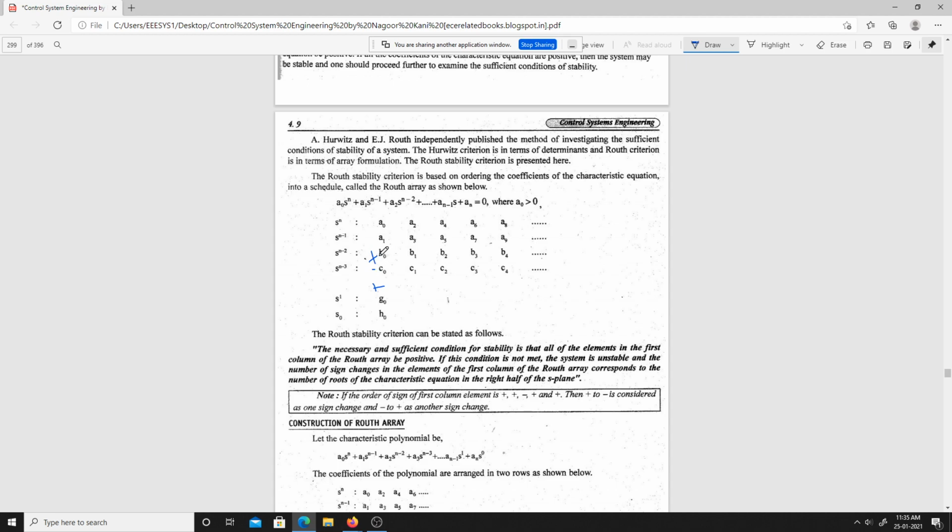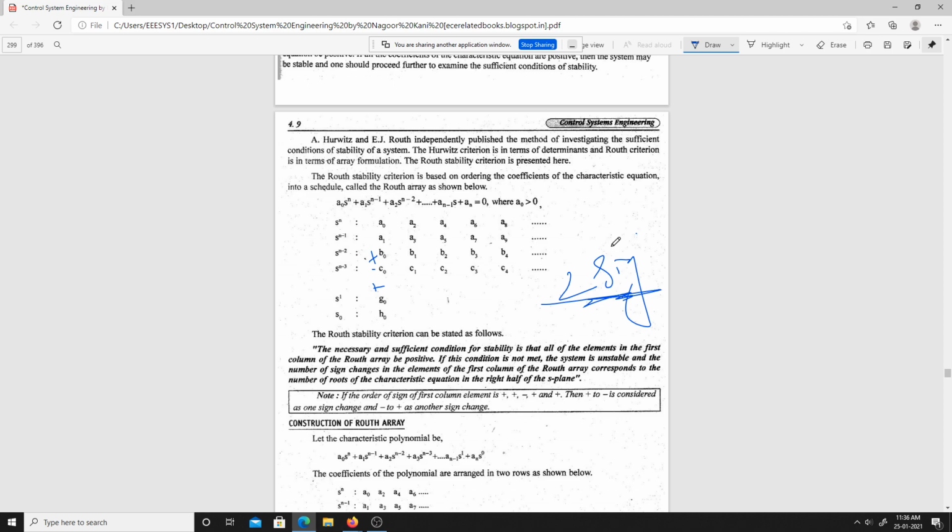So how many sign changes are we having here? See here, for example, positive to negative is one sign change, and again negative to positive is another sign change. So two sign changes we are having here. Is it clear? Two sign changes means two roots are located on the right half of the s plane. So the system is unstable. Is it clear? Yeah, fine. So the number of sign changes in the elements of the first column of the Routh array corresponds to the number of roots of the characteristic equation in the right half of the s plane.